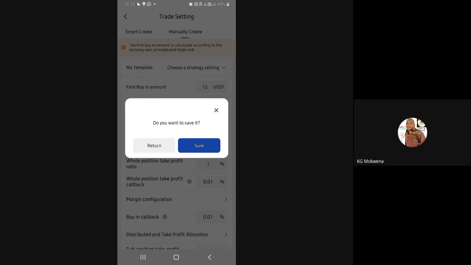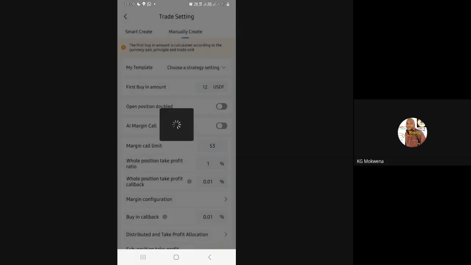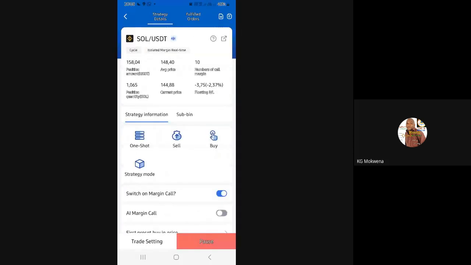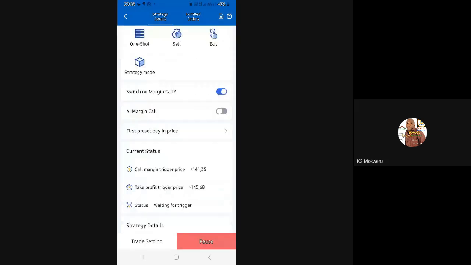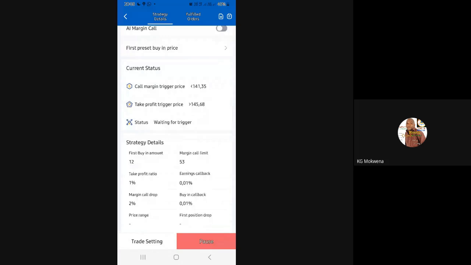We are still on trade settings. Yeah, you can click show to save what we did. And then let's check the call. Call is number 10 there, which means number 11 is yet to come. And then let's check at the bottom, just go down a bit, and strategy details.